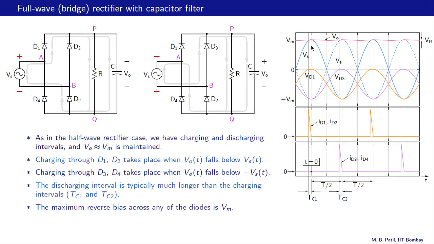There is a charging interval in which the output voltage, that is the capacitor voltage, follows the input voltage, and the charge on the capacitor gets replenished, and when the input voltage goes down, the charging stops, and now the capacitor discharges through the load resistor, like that.